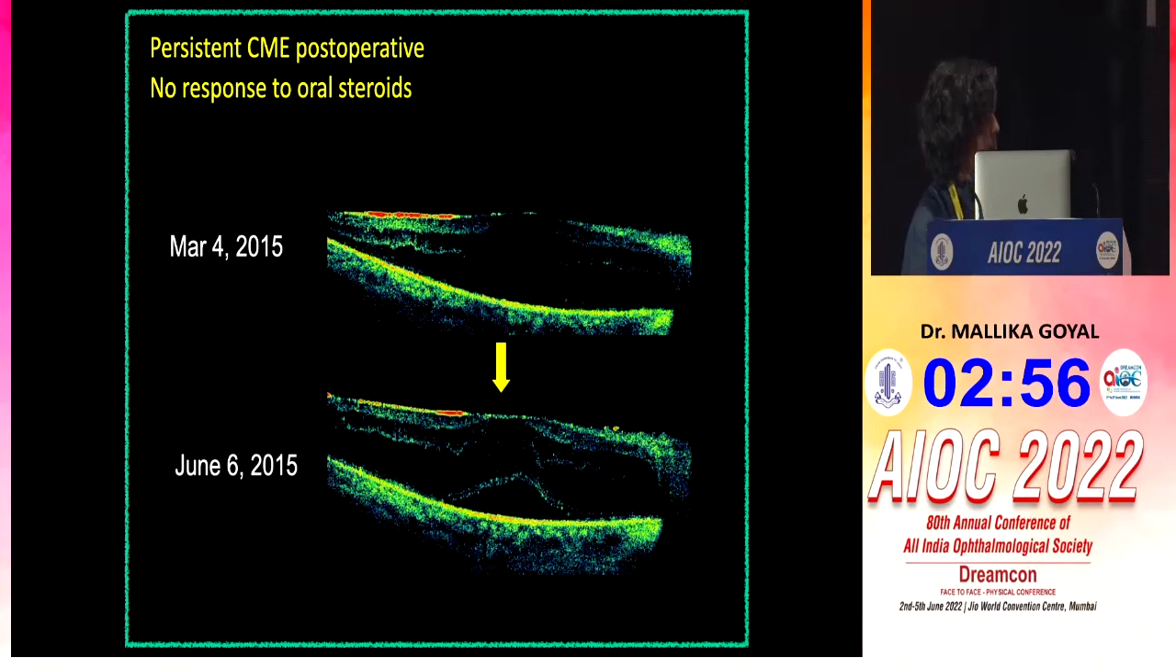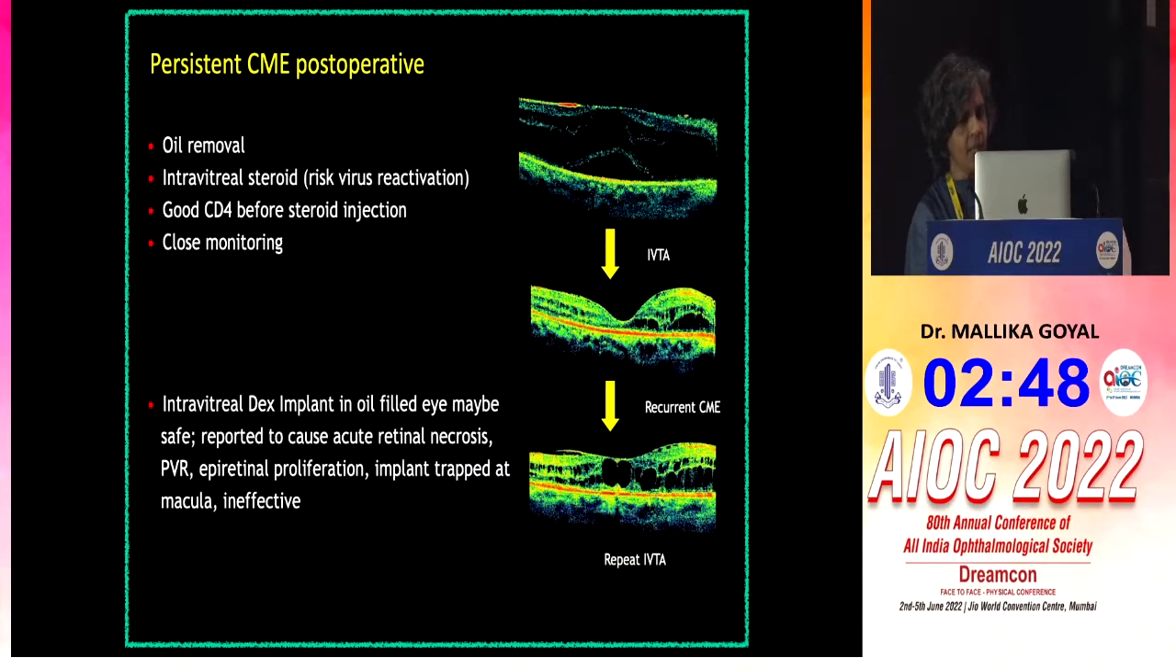A common problem is, as their immunity improves, they start developing cystoid macular edema. Oral steroids generally do not work. With oil in the eye, it's a little risky to give intravitreal steroids, especially DEX implant, because that has been known to cause acute retinal necrosis with oil, or epiretinal proliferation, or even it can get trapped at the macula, causing a macular hole. Or it may be simply ineffective. So in those cases, you may have to remove the silicone oil. If the patient's CD4 count is good, immunity is good, then you can give a DEX implant after removing the oil. That's what I have had to do for most of the patients.